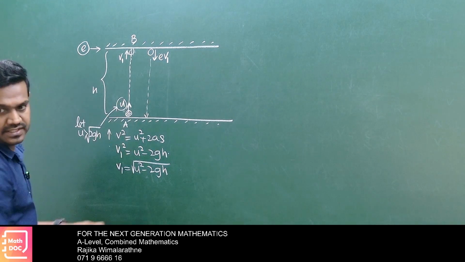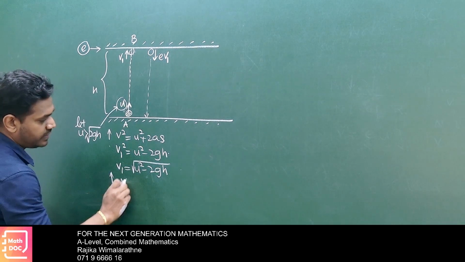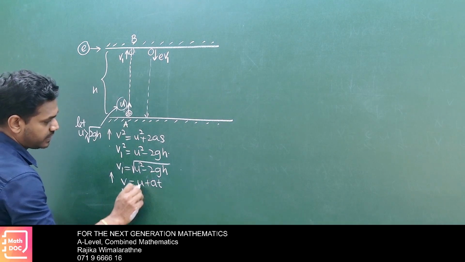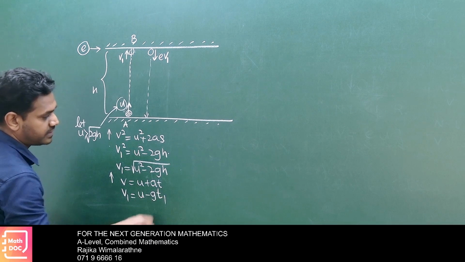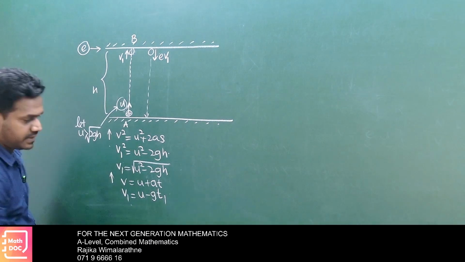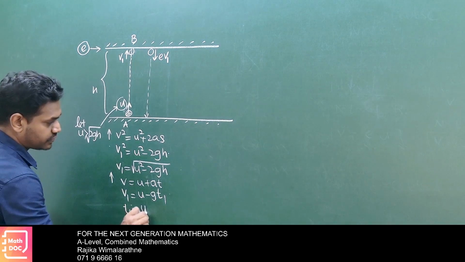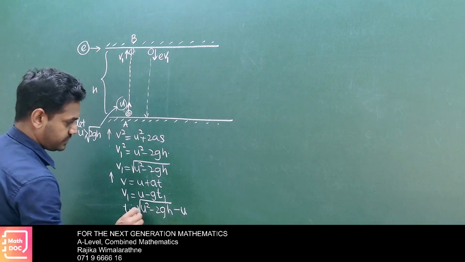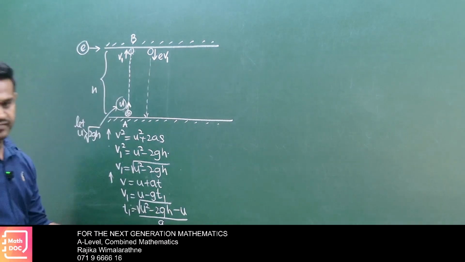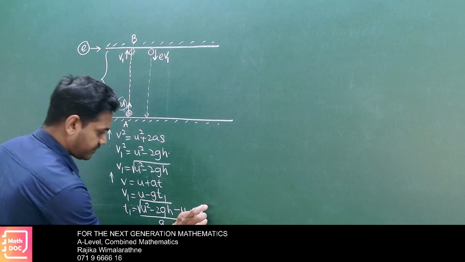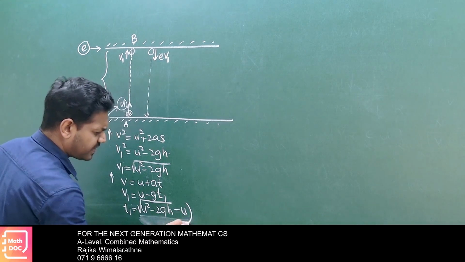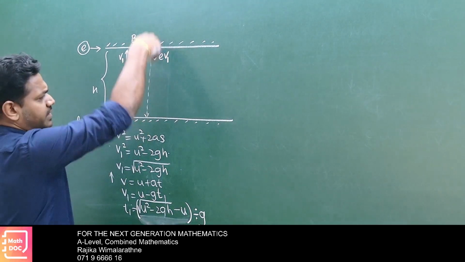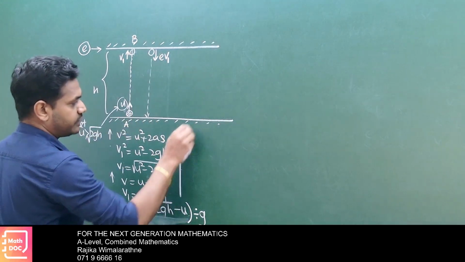When you consider the first collision, here the velocity, similarly use v equals u plus at. Then v1 equals u minus gt1. Then by this you can take the t1 value. v1 equals the root of u squared minus 2gh. T1 equals root of u squared minus 2gh, minus u, divided by g. That is the t1 value. Okay. Then ev1 downward. Now use downward.